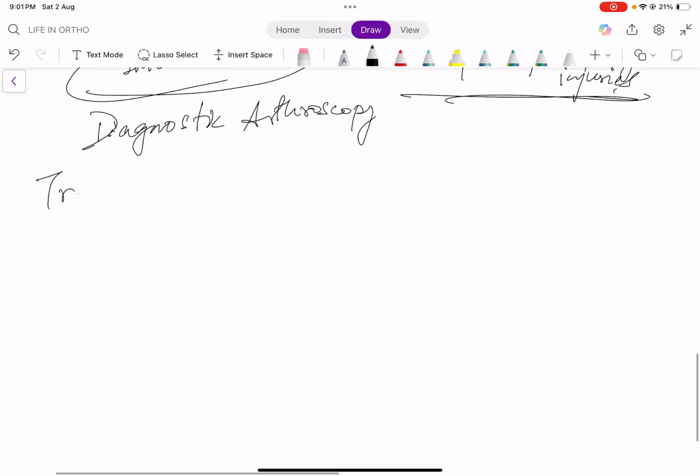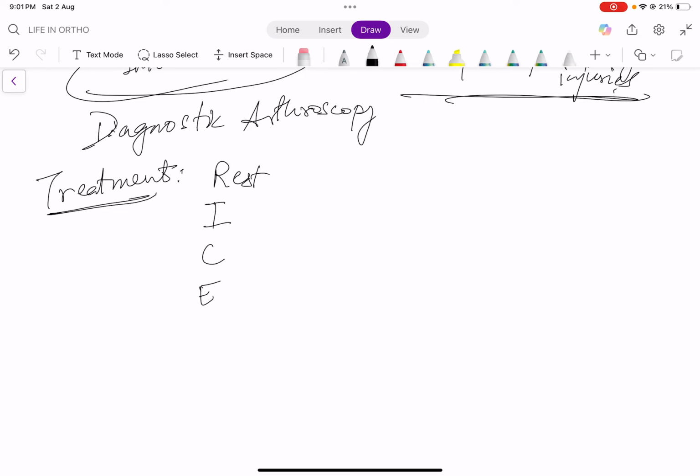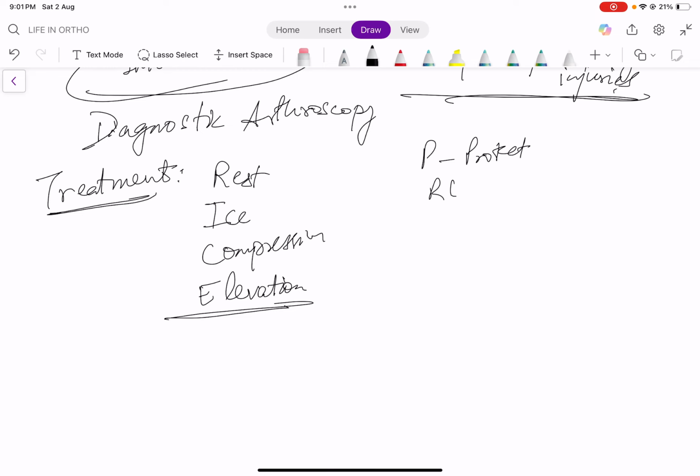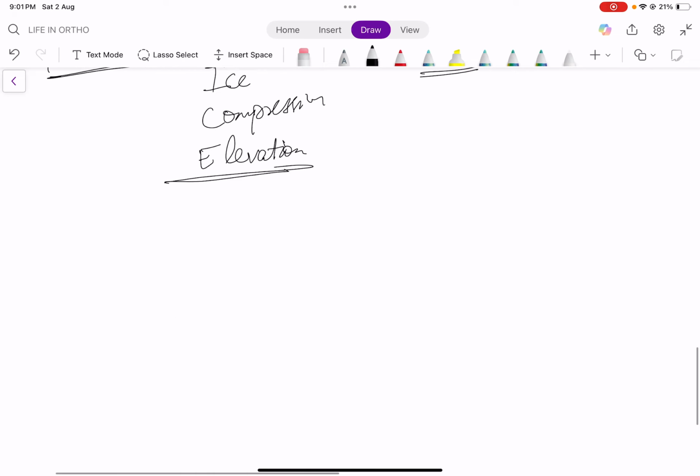Coming to the treatment. Treatment for any acute trauma is RICE. What is RICE? Rest, ice, compression, elevation. Then there is something known as PRICE, protect and RICE. Then you can go for an operative intervention according to the trauma or injury.